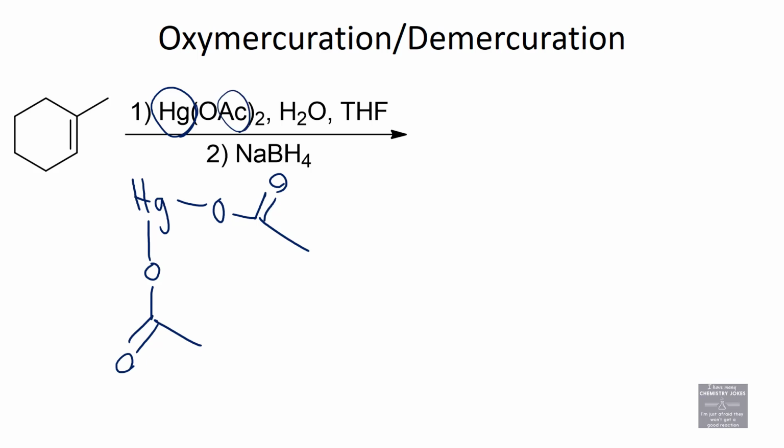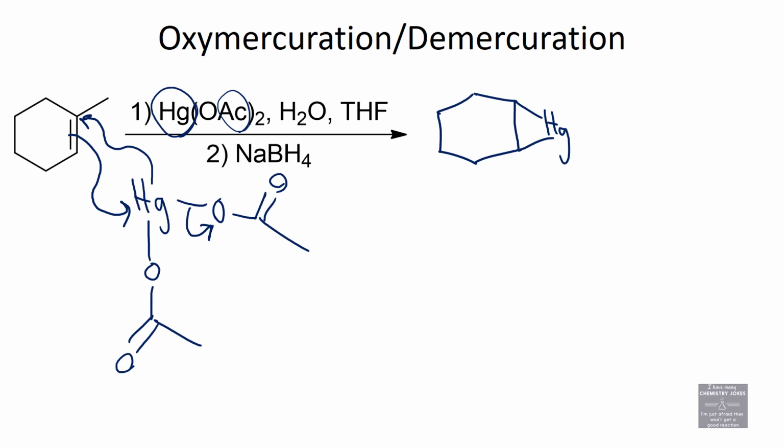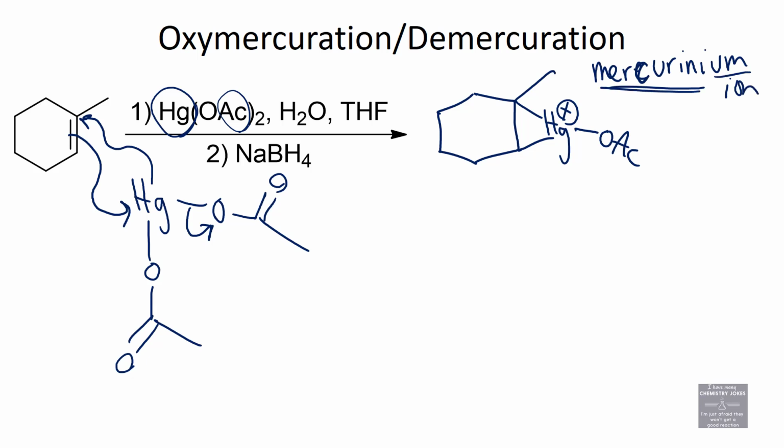So mercury is a very large transition metal, just like bromine is a very large radius atom. Mercury gets attacked, and mercury attacks back. One of the acetates departs. Those three arrows are so similar to the three arrows from the bromonium ion reaction. We end up with a mercury with an OAc still there, and a positive charge on that mercury, just like the bromonium. But this is not a bromonium. This is a mercurinium ion. Why mercurinium? Because it's a mercury that has a plus.